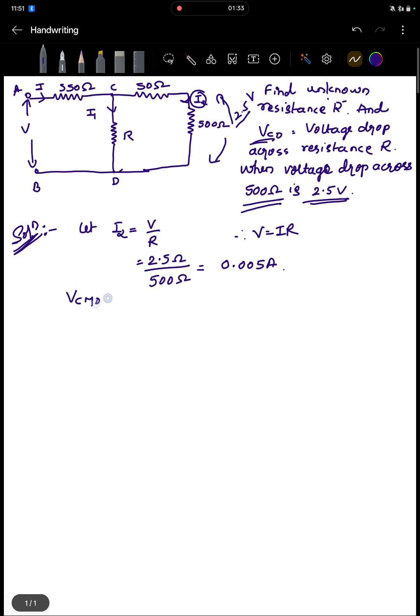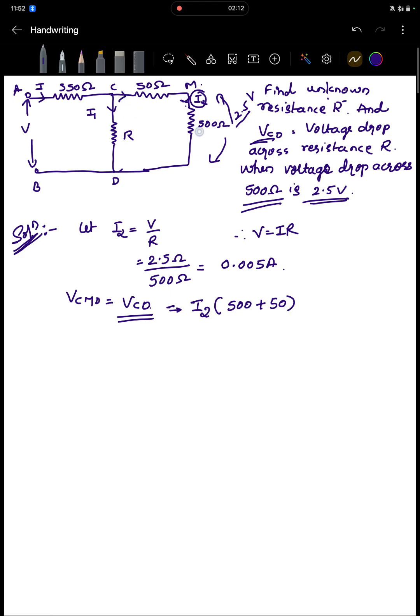Okay. Now we find out VCMD, or we simply call it VCD. Voltage across CD, or we can call it VCMD, where I consider this point as M here. So what is VCD here? VCD is equal to, these two resistors will be in series. So VCD is nothing but I2 multiplied by 500 plus 50 ohm. This current I2 is also flowing here.